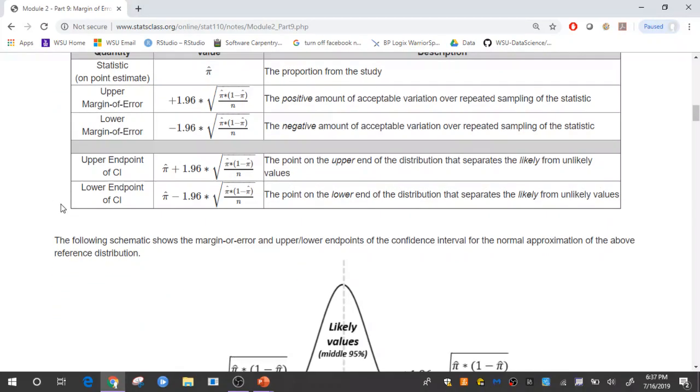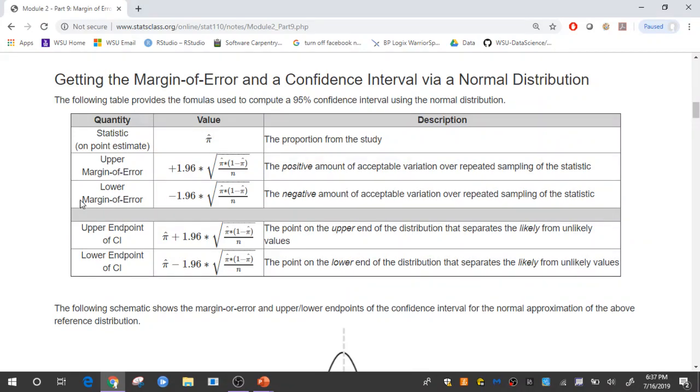The upper end of the confidence interval is computed by taking the statistic, which is the pi hat value, and then adding on that positive margin of error. So that's 1.96 times the square root of pi hat times 1 minus pi hat, all divided by n. The lower end point is similar in that I start with the statistic, and I go down that same margin of error distance of 1.96 times the square root of pi hat times 1 minus pi hat, all divided by n.